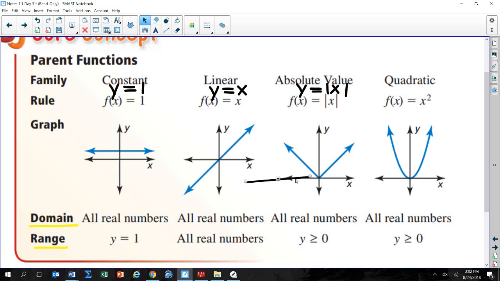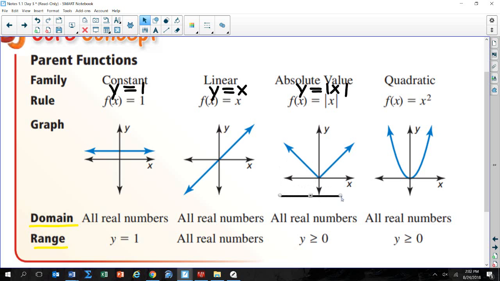If I go over here to the absolute value function, and I start at the left and I move my cursor from left to right, am I using all of these x values? Yes. You can see how the arrows point to the left and to the right. I'm using all of those x values in the infinite direction. All real numbers is your domain because you're using all of your x values.